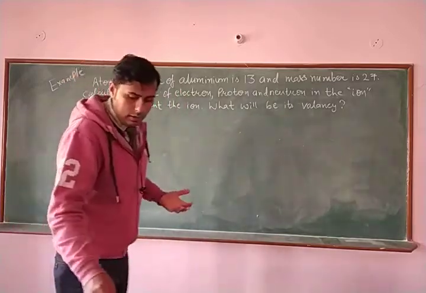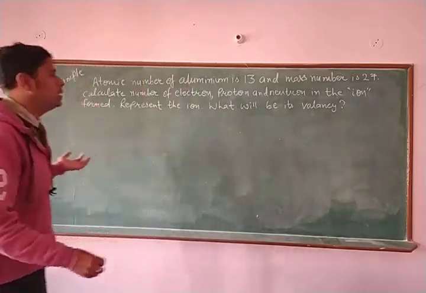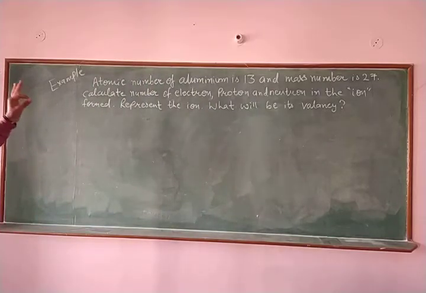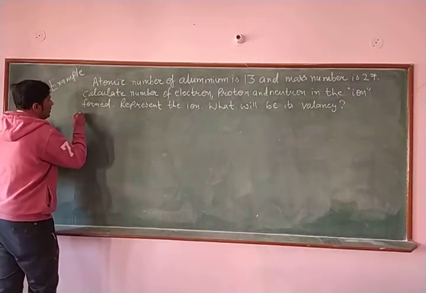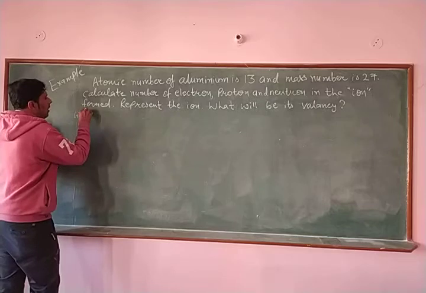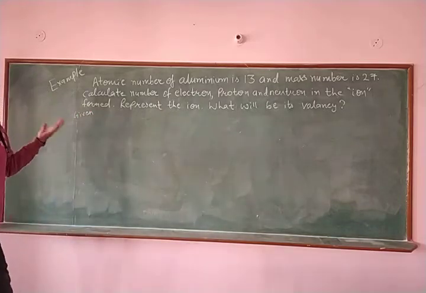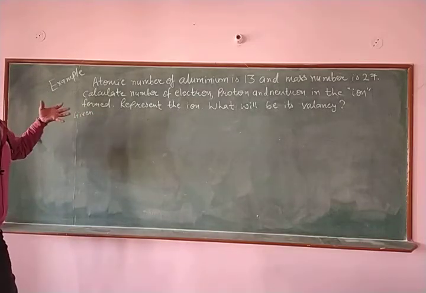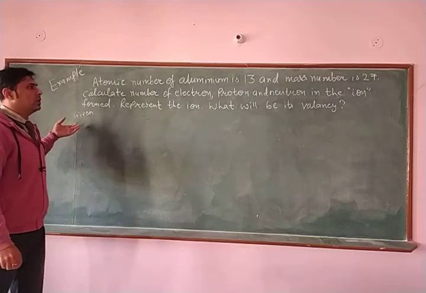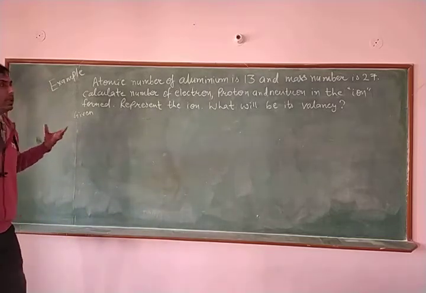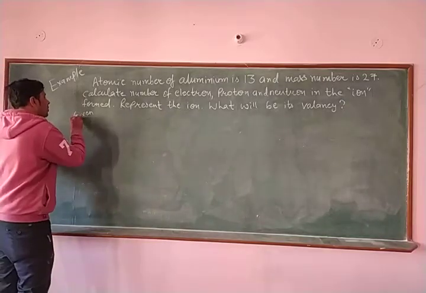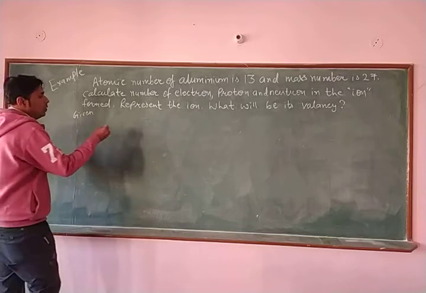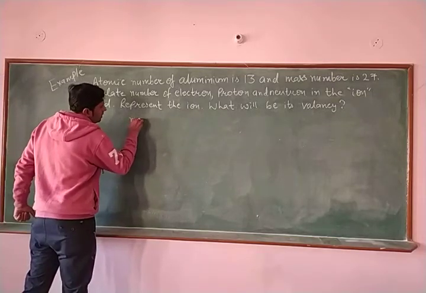So how will we calculate or solve this? First we know the atomic number of aluminium given here. So what is given? Every time you solve a question, first write the given things. In chemistry, if you are solving a question, first write the given things, what is given in the question, and then go through with the answer. So given is 13, the number of electrons.